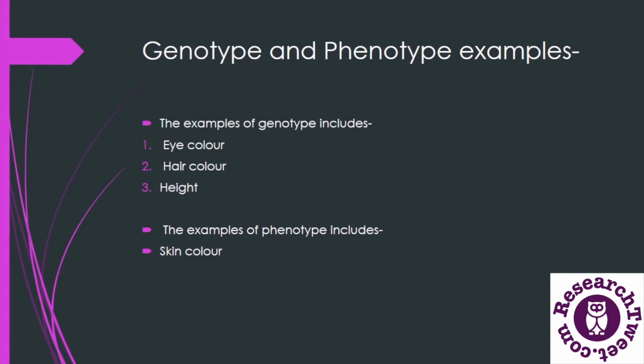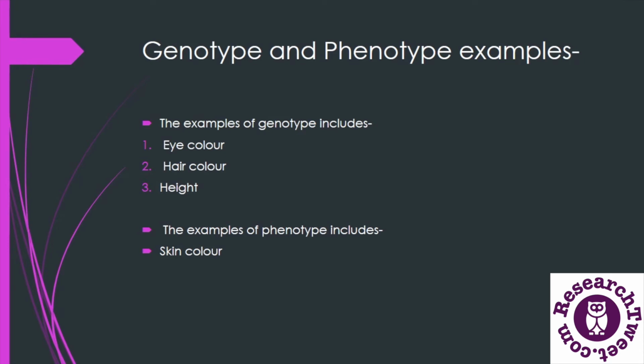Now, let's understand the genotype and phenotype of an organism with the help of some examples. The genotype of any organism includes its eye color, hair color, height, and many other examples. And an example of phenotype includes the skin color. For example, suppose an organism has inherited the alleles for brown and blue eyes from its parents. So the eye color of this organism will be either blue or brown, which totally depends upon the homozygous dominant or recessive allele which it gets from its parents.